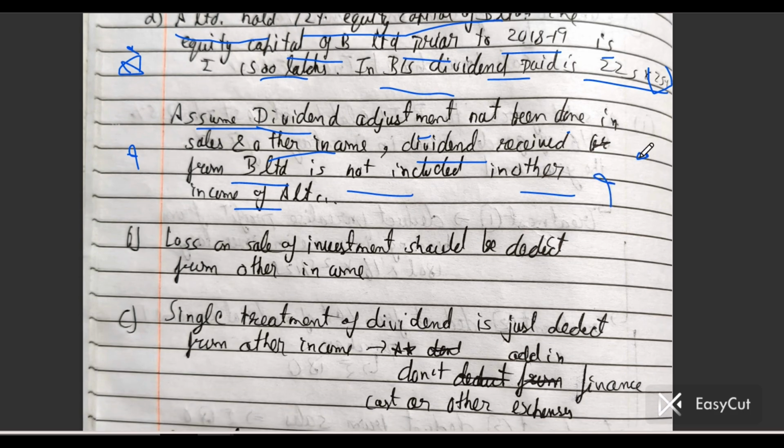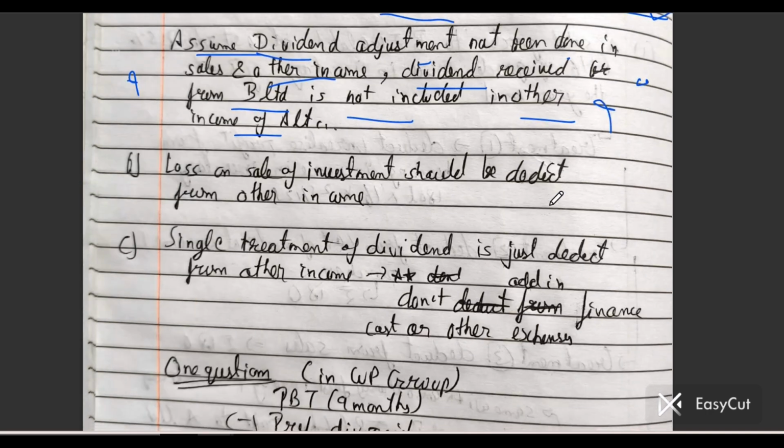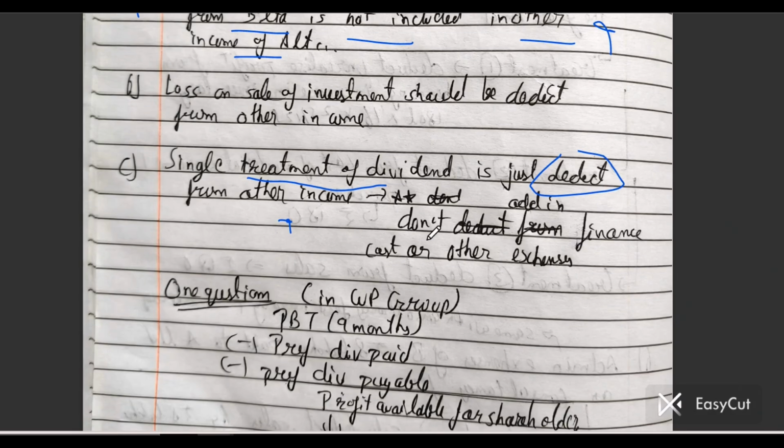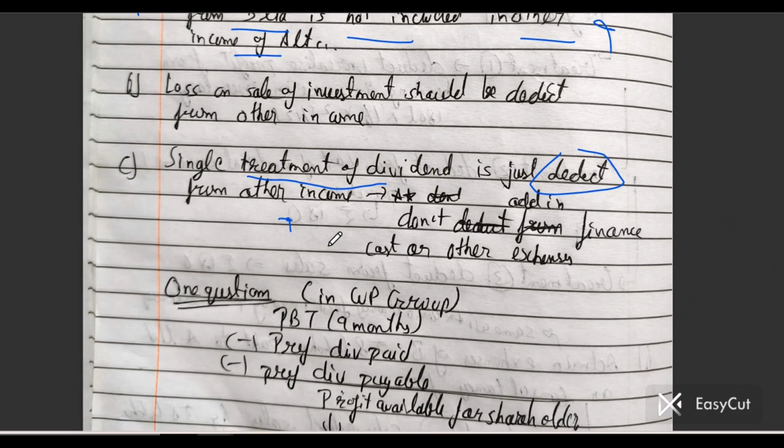Like you have to give a note, and you can do one more treatment. For dividend, there is a single treatment. What you have to do is just deduct it from other income. You don't have to add it back in finance cost or other expenses, because the mind will think there is a double treatment of this adjustment, because every adjustment has some double effect. But no, dividend has only a single effect in P&L: you have to deduct it from other income.